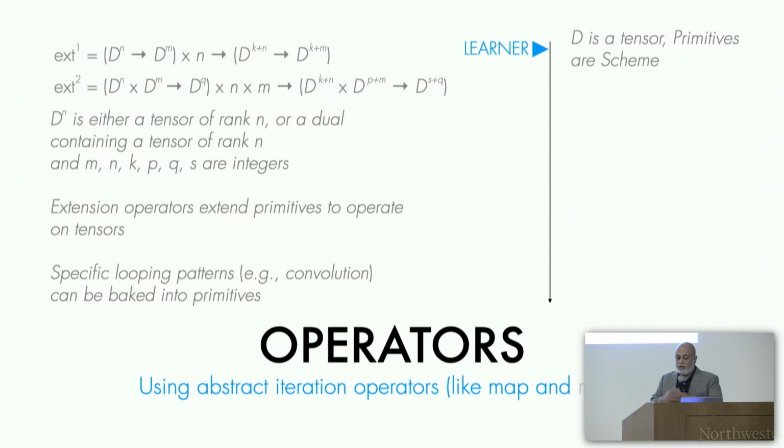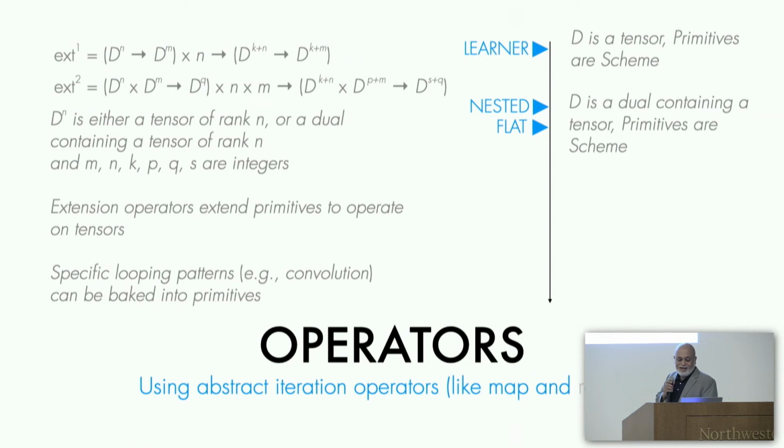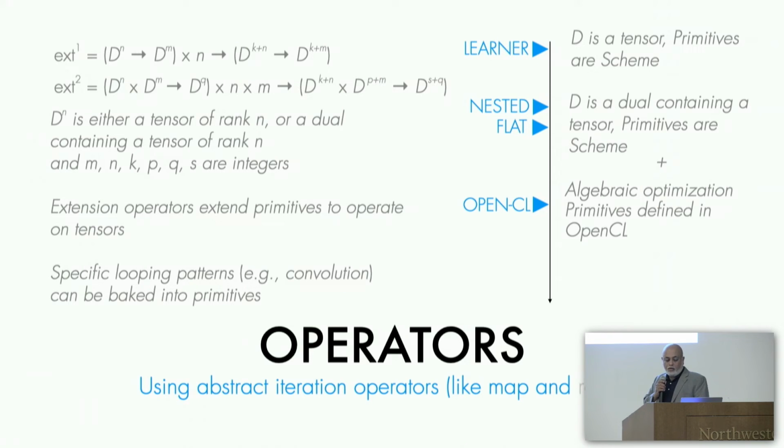Same thing in the learner implementation, the primitives are just Scheme or Racket. And in nested, again, it's a similar thing, but you're changing how the dual works a little bit. Finally, in OpenCL, you're using these map and reduce operators. You want to be able to algebraically optimize them, generate GPU code that is basically OpenCL code, and the primitives are defined in OpenCL. And then finally, Verilog, if you go that way.